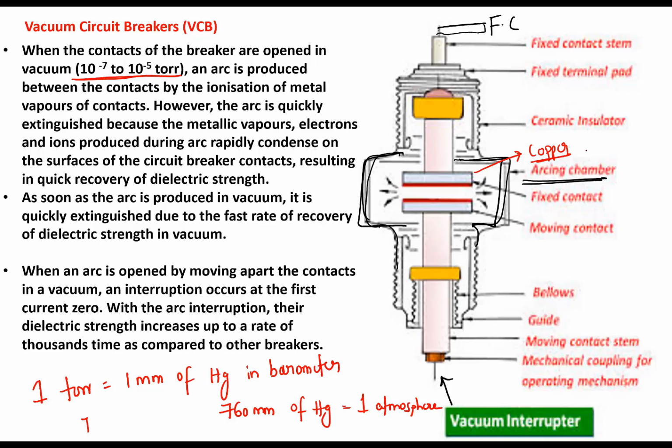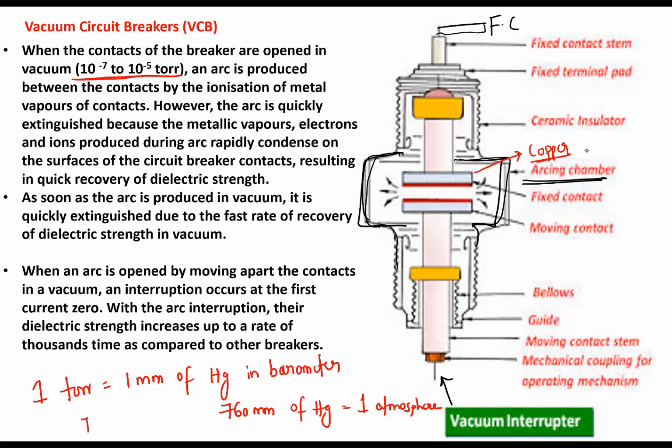The arc sustains in this metallic vapor. There is no medium between the fixed and moving contact. So this heat will melt the contacts and form a metal vapor. In that metal vapor, the arc will sustain. But once these contacts get separated, the vapor condenses. After condensing, it will again get fixed to one of the contacts. Then the arc will be quenched.